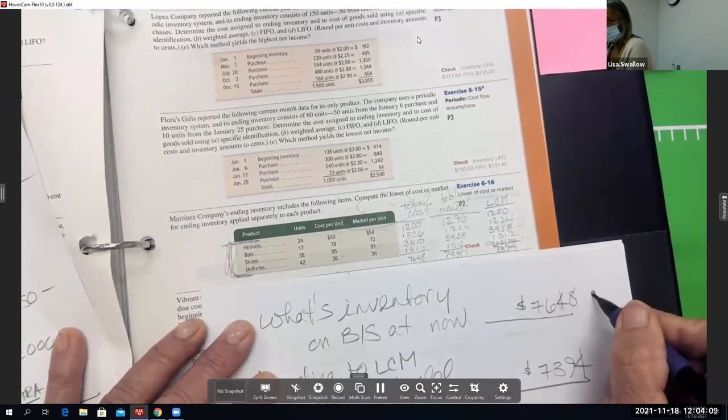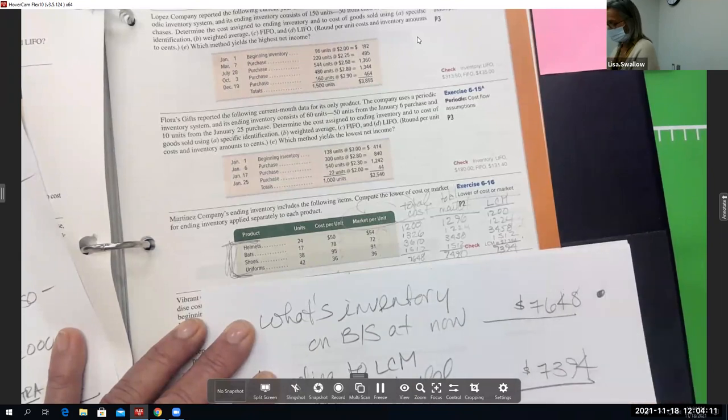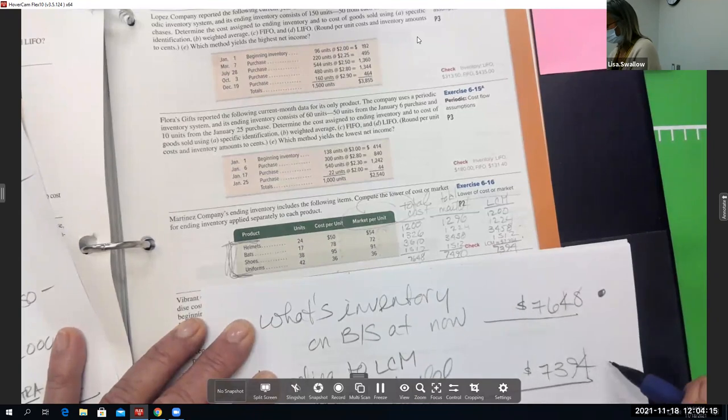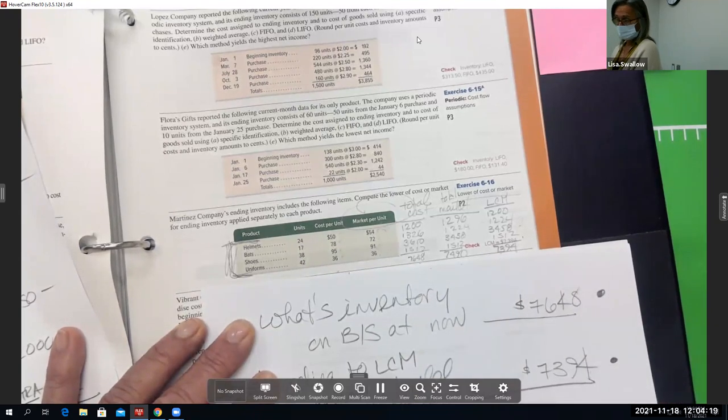So first off, do we all agree that this is what it's on the books at now? And do we all agree that the lower of cost or market is here? So it looks like we have a $254 AJE, right? What am I going to debit and what am I going to credit? Don't say it out loud, just think about it. You know what's going to happen to your inventory number.